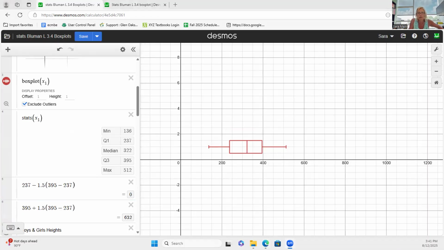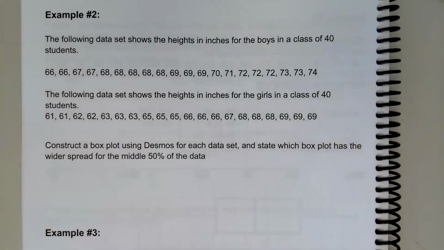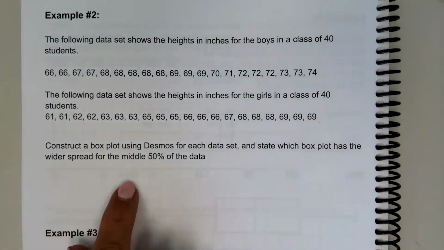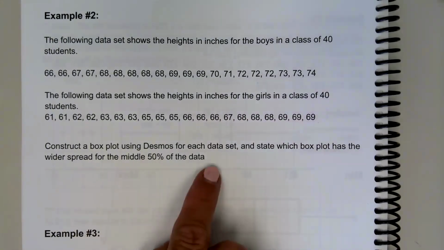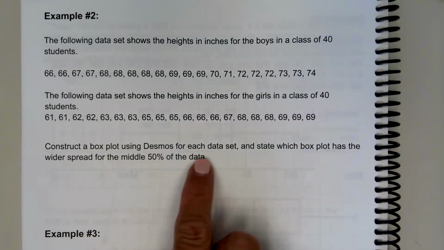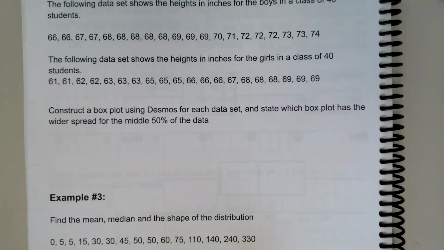Okay, let's look at the next, example 2. Example 2 says the following data set shows the heights in inches for boys in a class of 40 students, and then we also have the heights of girls. Construct a box plot using Desmos for each data set. Which box plot has the wider spread for the middle 50% of the data?